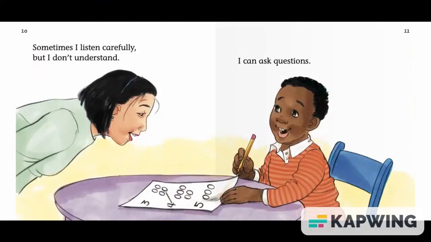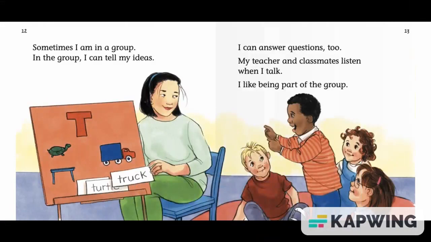Sometimes I listen carefully, but I don't understand. I can ask questions. Sometimes I am in a group. In the group, I can tell my ideas. I can answer questions too. My teacher and classmates listen when I talk. I like being part of the group.